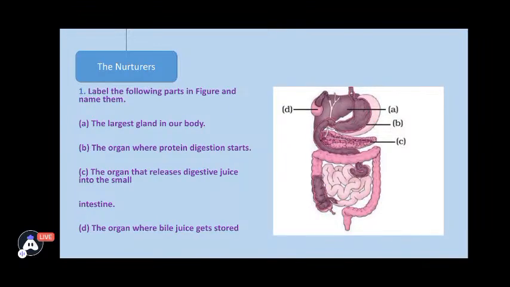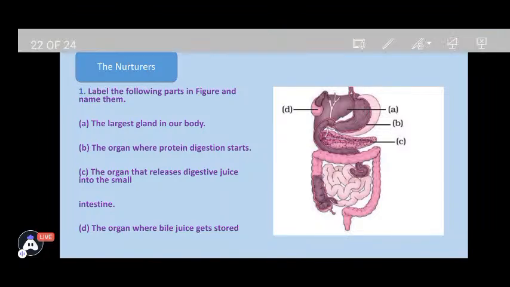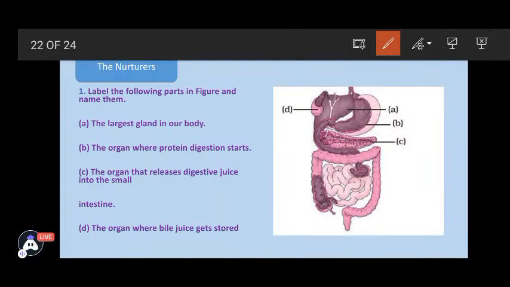Now I have labeled a diagram. You need to tell which part is responsible among them. The largest gland in our body in the figure is either A, B, C or D. So, the largest gland in our body? Yes, it is the liver. Perfect.